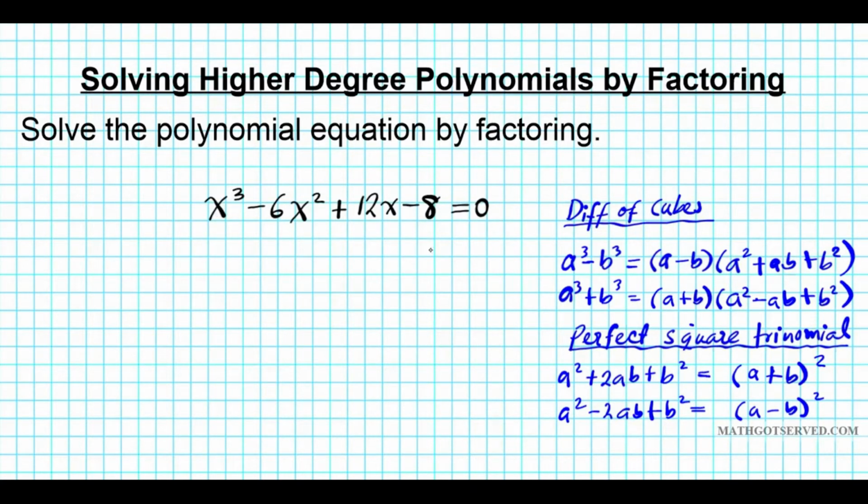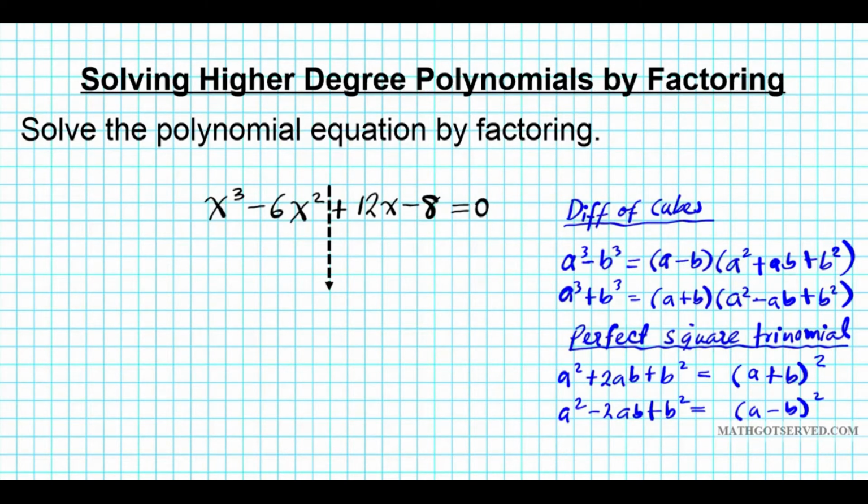Okay, so let's go back to the problem. If you want to solve this by factoring, since you have 4 terms, the first thing that comes to mind would be to factor by grouping. So let's just try that and see if it works. To factor by grouping, I group the first 2 terms and the last 2 terms.